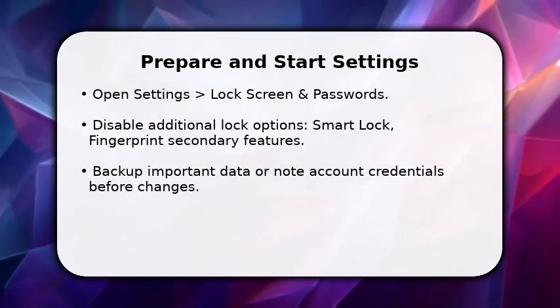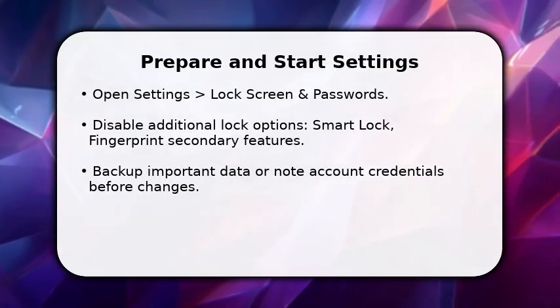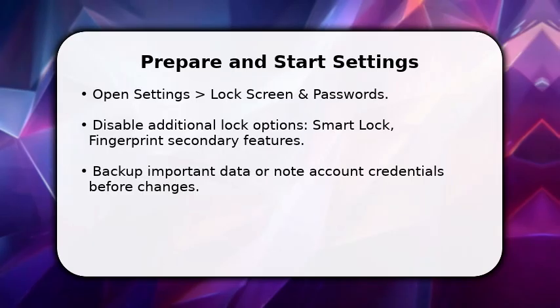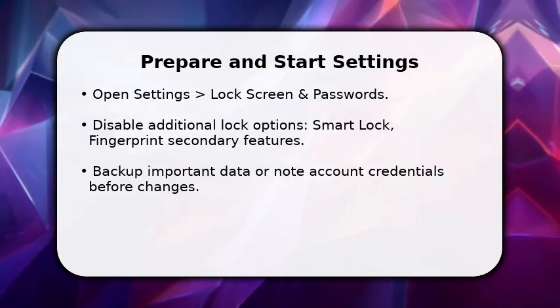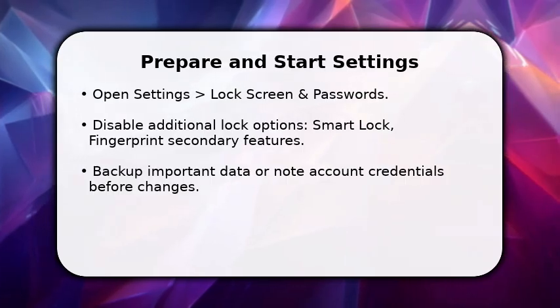You're starting in Settings, go straight to Lock Screen and Passwords on your Oppo. Once there, identify active lock types and disable any secondary protections like Smart Lock or extra fingerprint shortcuts. These can re-enable timing features.